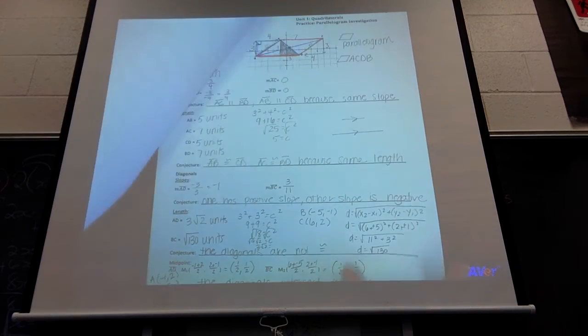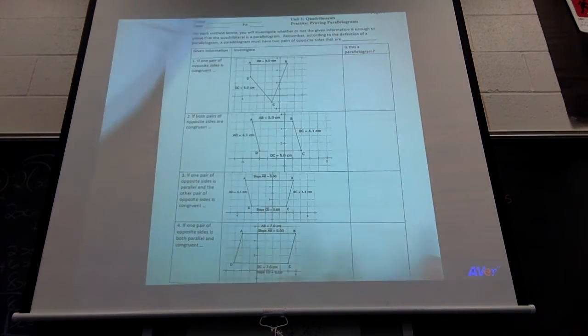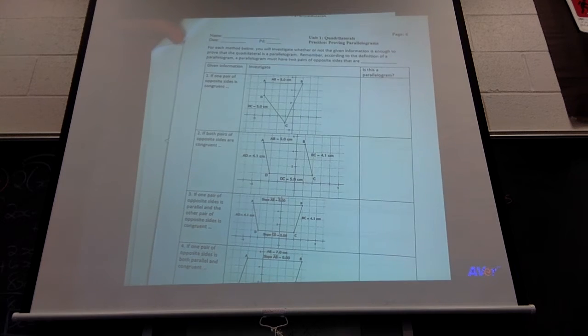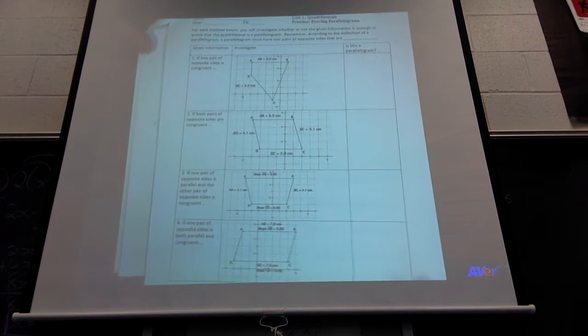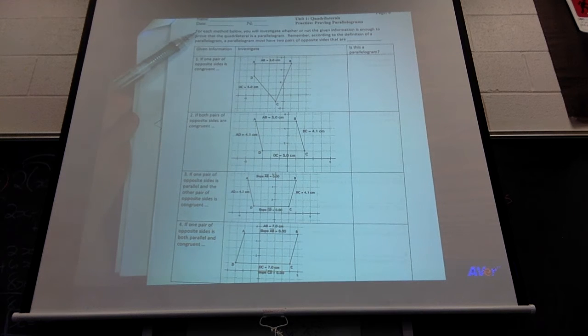So if you can turn to page 6 in your practice section. Just a reminder that page 5 was finished for homework. If you have not done that, make sure that does get finished. Okay? So we'll read here together. It says, for each method below, you will investigate whether or not the given information is enough to prove that the quadrilateral is a parallelogram.